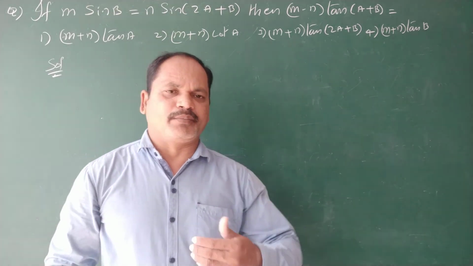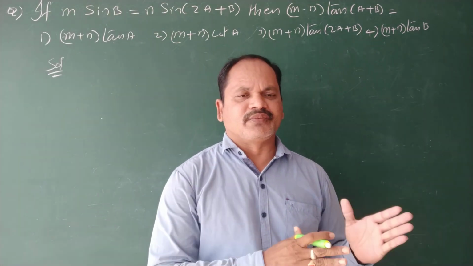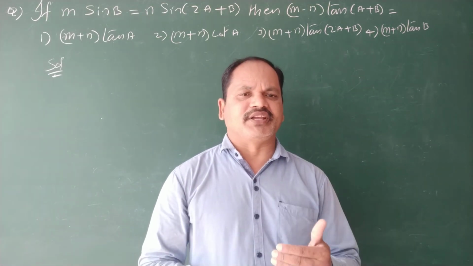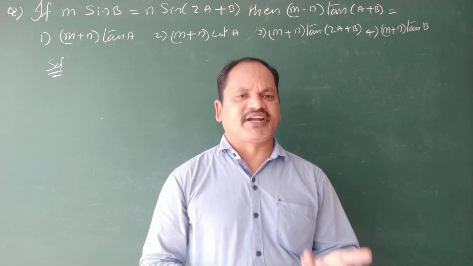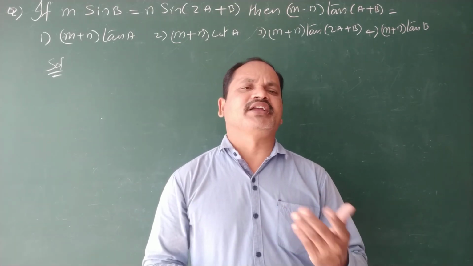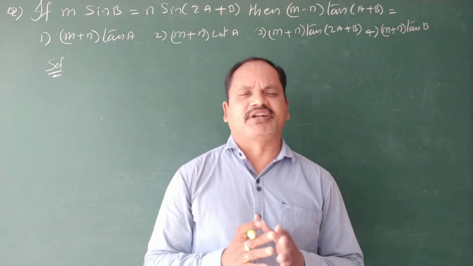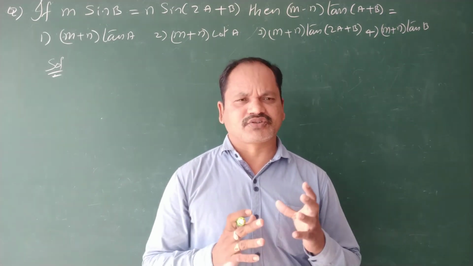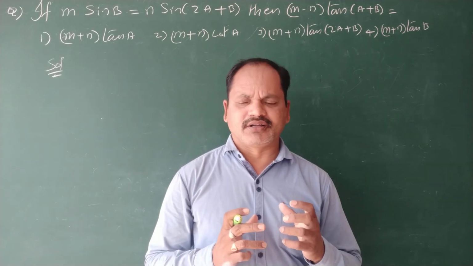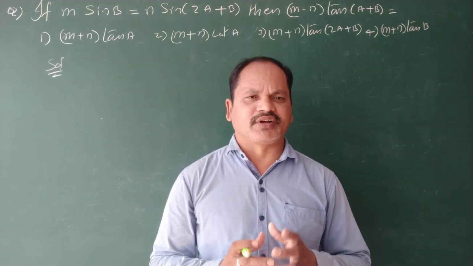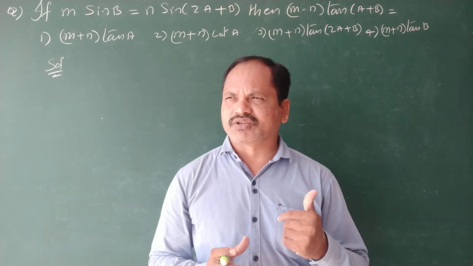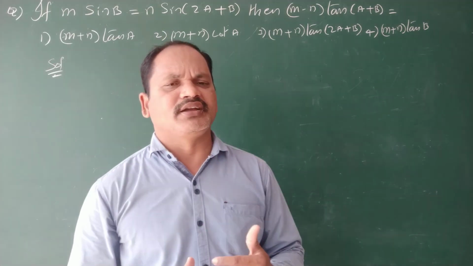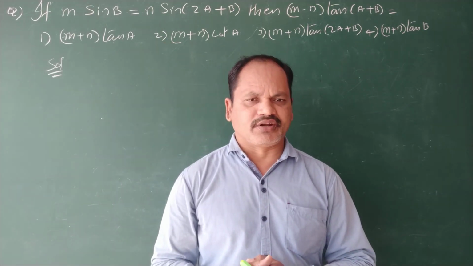You know componendo and dividendo form, what is that? If x by y is equal to a by b, then (x plus y) by (x minus y) is equal to (a plus b) by (a minus b). That's all. That is the componendo and dividendo form. This is the most useful formula for solving difficulty level questions also. We have to solve in an easy way by using this componendo and dividendo form.